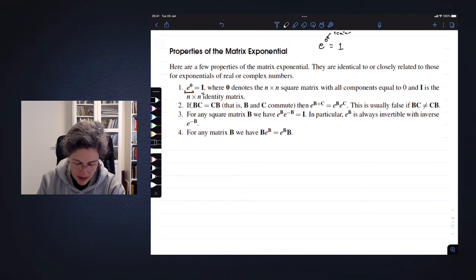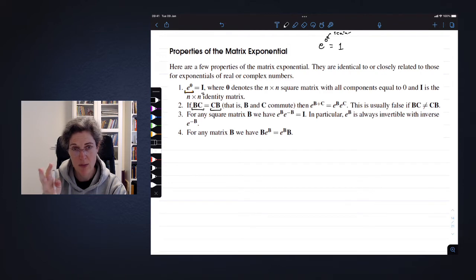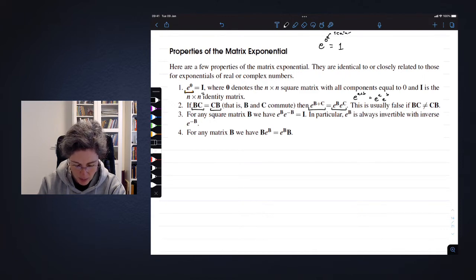If we have the case that two matrices commute, so it doesn't matter which way you multiply them, and remember with matrices this is not a given, but if it is the case that they commute, then we can say that e raised to the b plus c is the same as e to the b, e to the c. And this is the same as our scalar situation, e to the a plus b is equal to e to the a, e to the b. The only important caveat here is that you need to have that bc is equal to cb. So if that's not the case, then this is false.